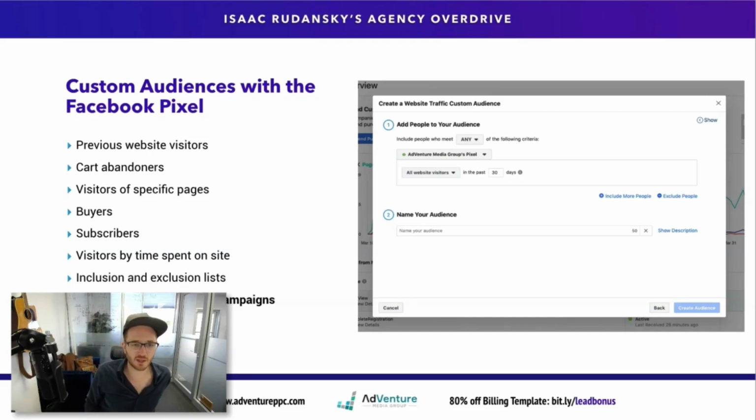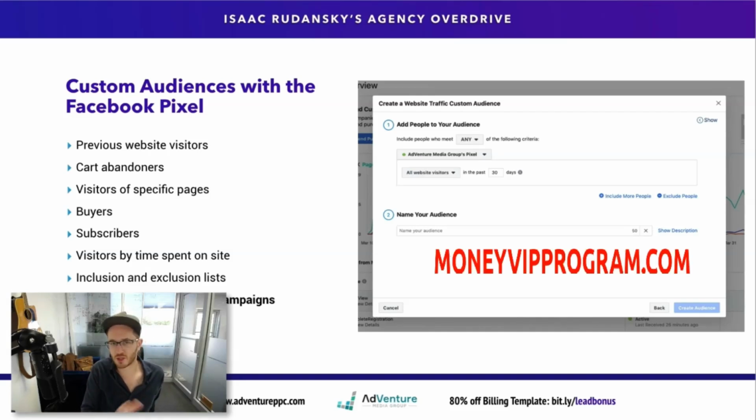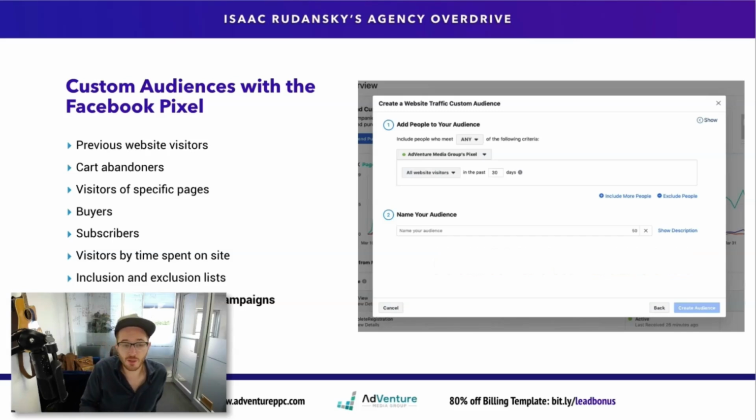Some of the popular segments: previous website visitors, or previous website visitors from the past 30 days, 180 days. There's a lot of different ways you can configure an audience. Cart abandoners, people who viewed a specific page or your checkout page. Visitors of specific pages. Maybe you want to retarget to your blog readers. You could target purchasers, right? So long as you're tracking purchases as a conversion. Subscribers, again, you would need to have a registration event tracking.